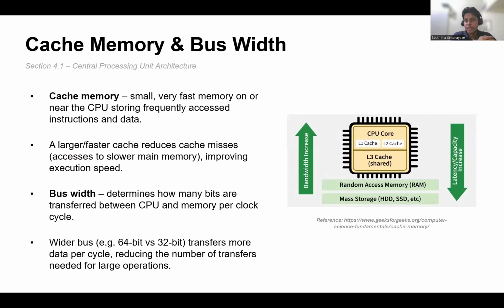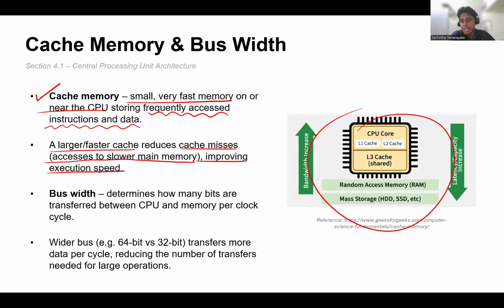Now, a few more features that influence computer performance: cache memory. Cache memory is a very small but fast memory on or near the CPU that is used to store frequently accessed instructions and data. So it acts as a form of intermediate feeder memory in between the CPU's registers and the random access memory, right? A faster or larger cache reduces the chances of cache misses, which is where the CPU tries to find something in the cache, but it's not there, so it has to go and find it in the RAM. It reduces those occurrences, which reduces the need to access the slower RAM, which improves execution speed.